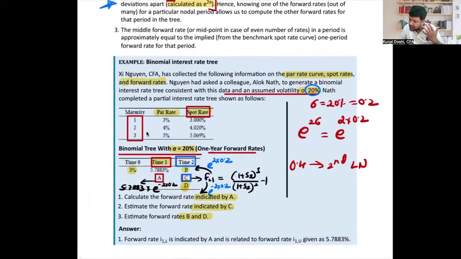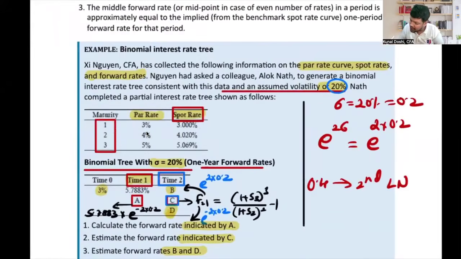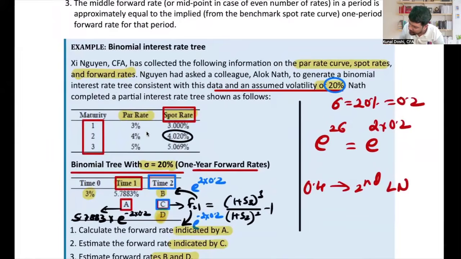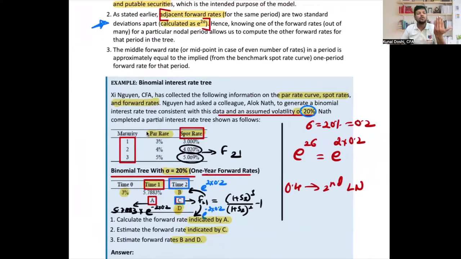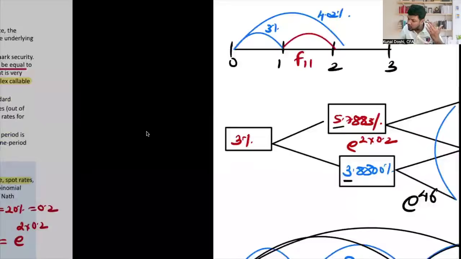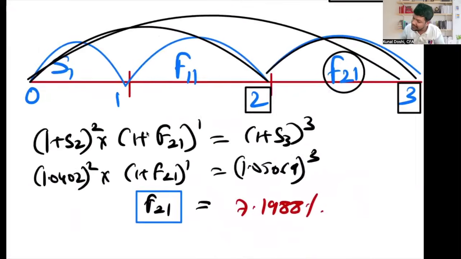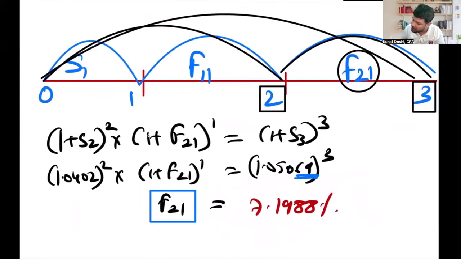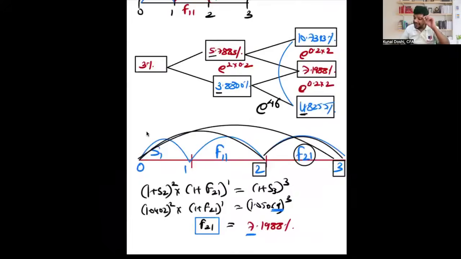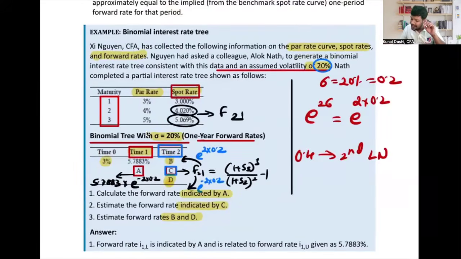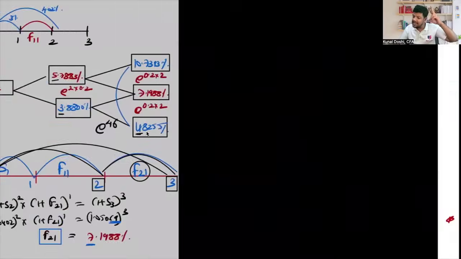What was a 2-year spot rate? We had a 2-year spot rate and a 1-year spot rate. From that, we can find F11. But if I have the 2-year spot rate and the 3-year spot rate, from this I can get the 1-year forward after 2 years. So 4.02 and 5.09 will help me with finding the forward rates in the middle. Once I get the middle rate, then I can find the adjacent rate.